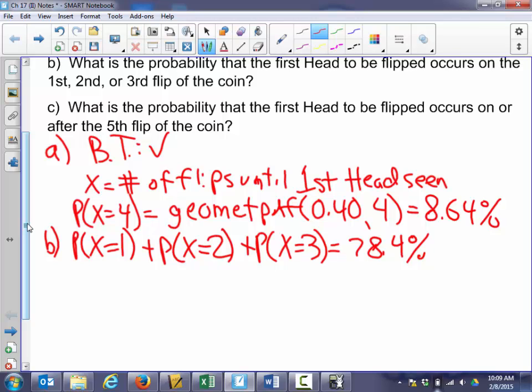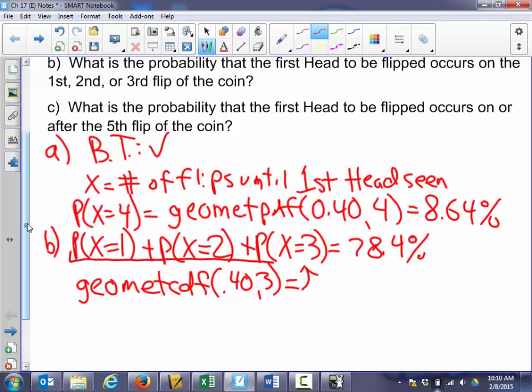GeometCDF, if I say the following, geometCDF, where the probability of success is 0.40, and I enter trial number 3, that's going to give me everything right here that I'm underlining. The probability that you see your first success on the first trial, the second trial, or the third trial.